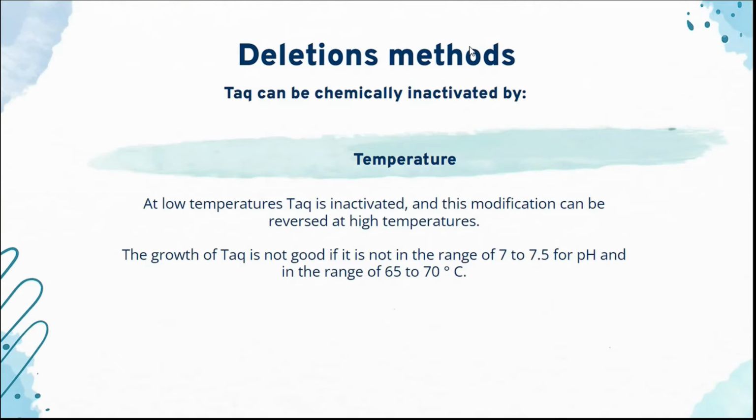Now, in the deletion methods, Taq can be chemically inactivated by temperature. At low temperature, Taq is inactivated, and its modification can be reversed at high temperatures. The growth of Taq is not good if it isn't in the range of 7 to 7.5 for pH and in the range of 65 to 70 degrees.